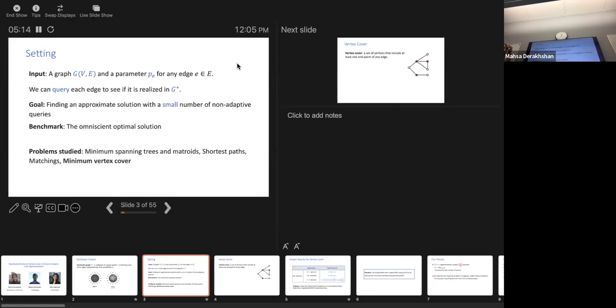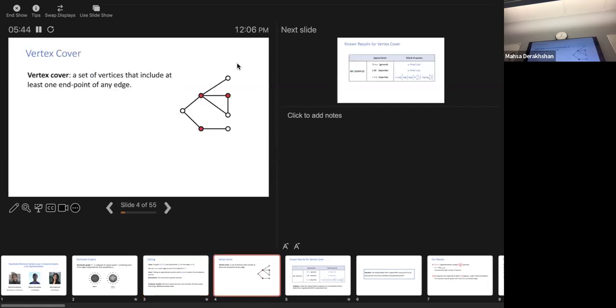Now, querying an edge: you take an edge from G and you query it. It tells you whether the edge exists in G star or not. I also refer to that as the edge being realized, the edge exists. Okay. And then you want to find an approximate solution to some problem, like you're saying, with a small number of queries. And then the omniscient optimal solution in G star is the solution if you knew everything, like if you could query everything.